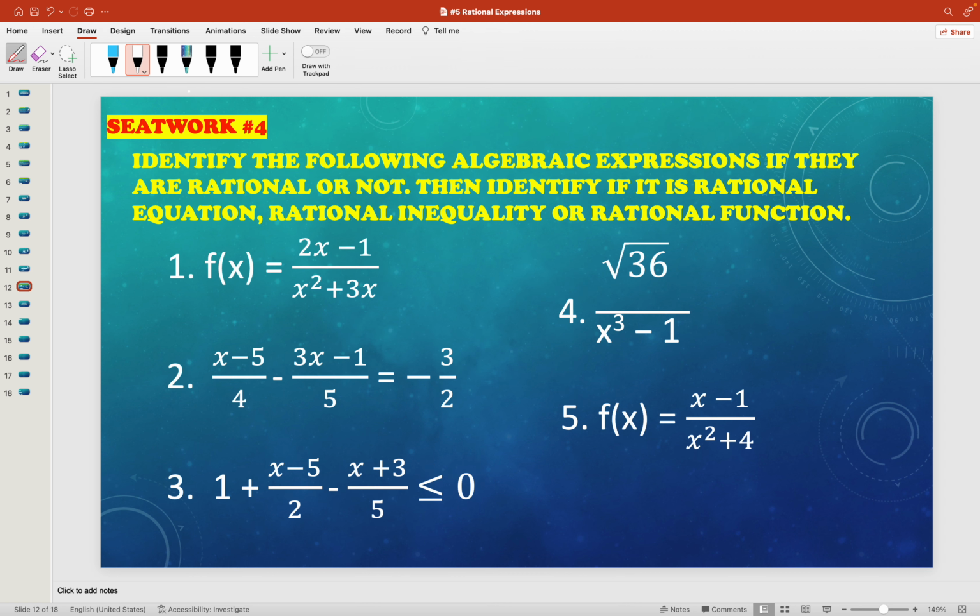Next, for your sheet work number 4, or if I'm not mistaken maybe number 5, you can check if it is number 4 or 5. Identify the following algebraic expressions if they are rational or not, and then identify if it is a rational equation, rational inequality, or rational function. You can pause the video to answer this one, and I will be waiting for your answers.